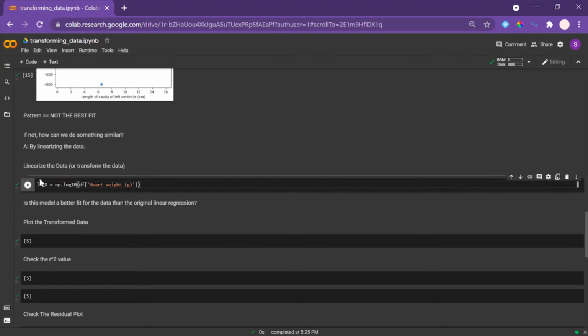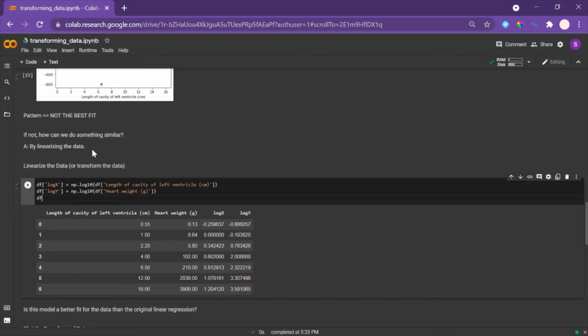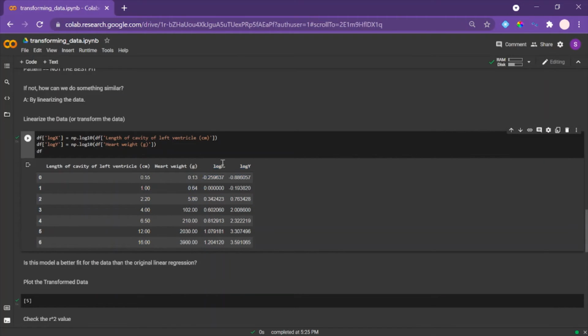So now, actually, hold on. I'm going to make it a column so that we can see it. And I'm going to do the same thing for y. I'm going to call it log y. Oops, messed up a little bit here. This is actually supposed to be our x, right? So length. And then this is supposed to be, okay. So now if we run our data frame, it's going to show two new columns, log x and log y. So why did we do this?